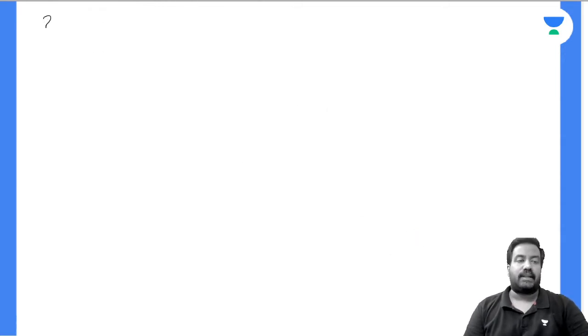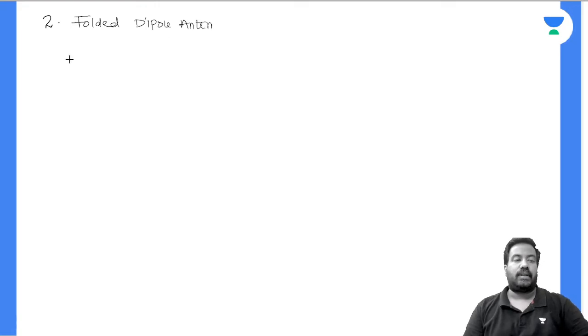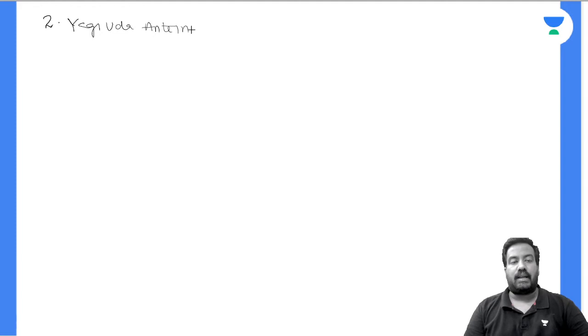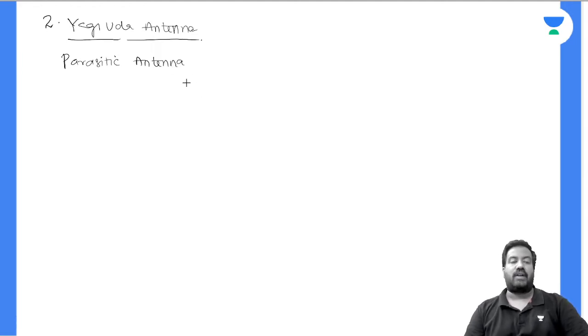Folded dipole is done. The second sister is the Yagi-Uda antenna. The Yagi-Uda antenna is a parasitic antenna, or a parasitic array antenna, which contains parasitic elements. That means elements which are not fed directly.